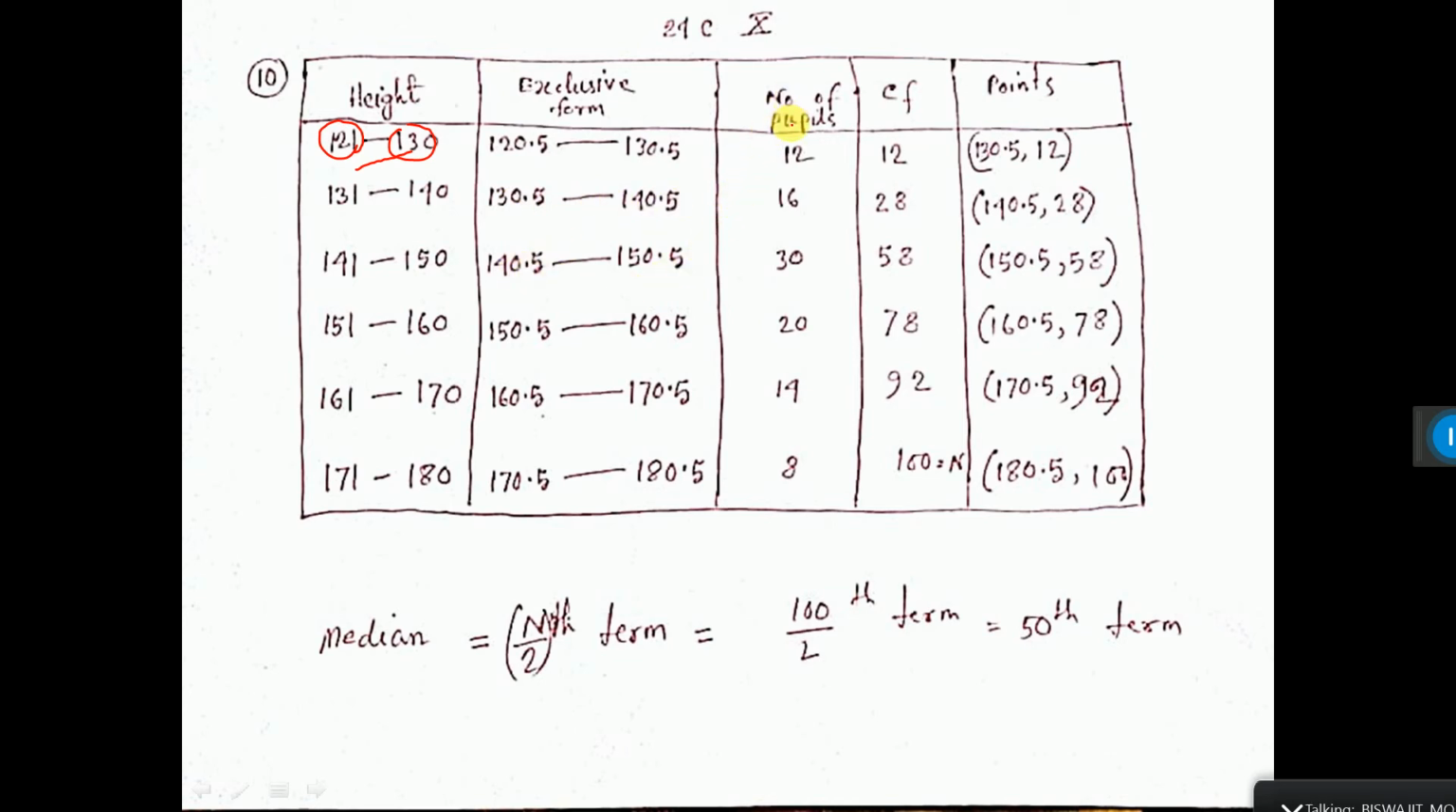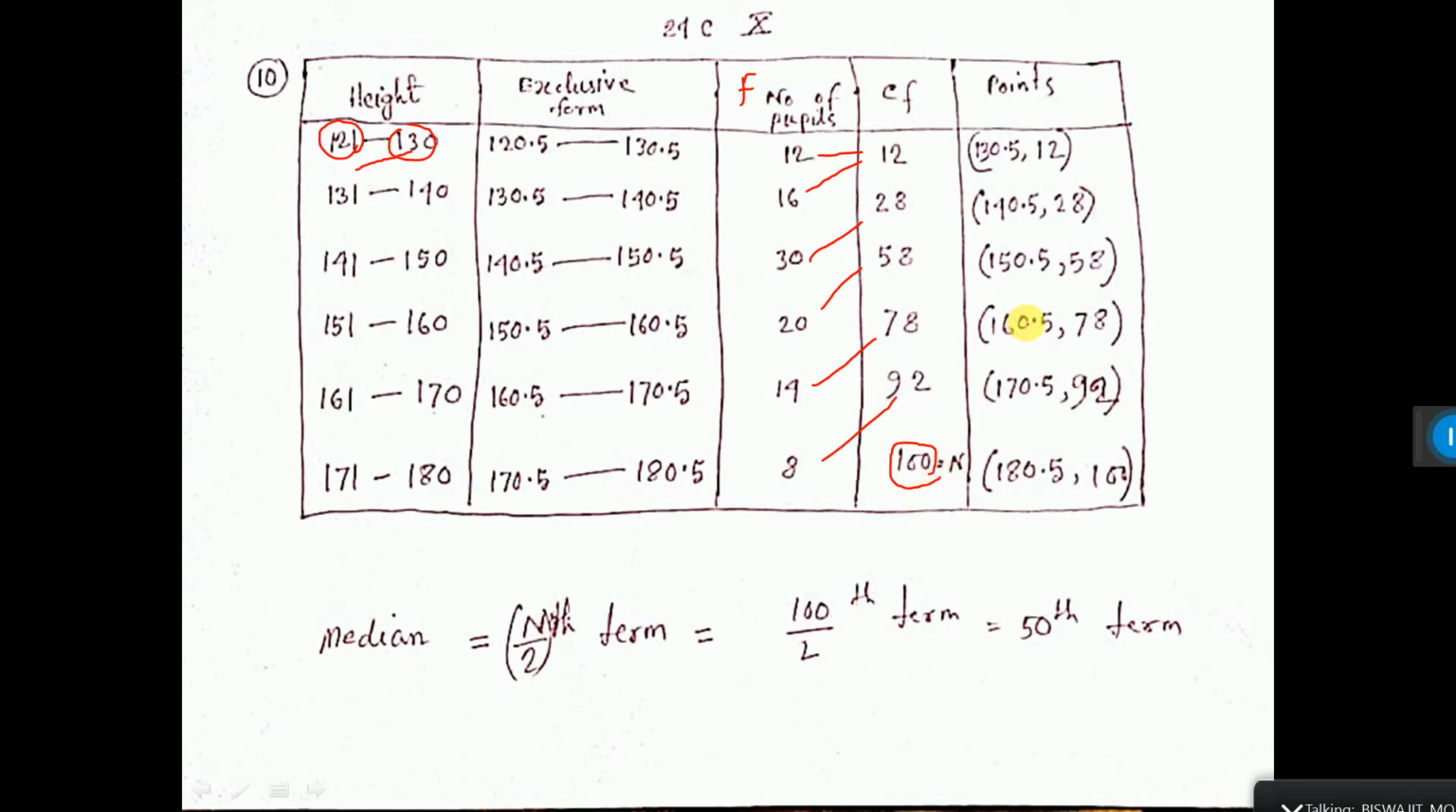Now this one is the number of people. So this is f, frequency, and we have to find the cumulative frequency. First one as it is, then add diagonally. This plus this here, this plus this here, then this plus this here, and this is the total number.